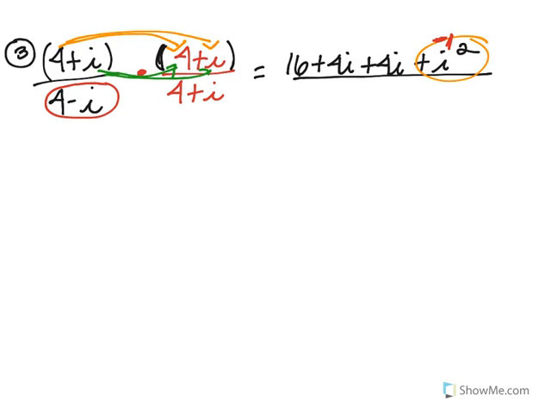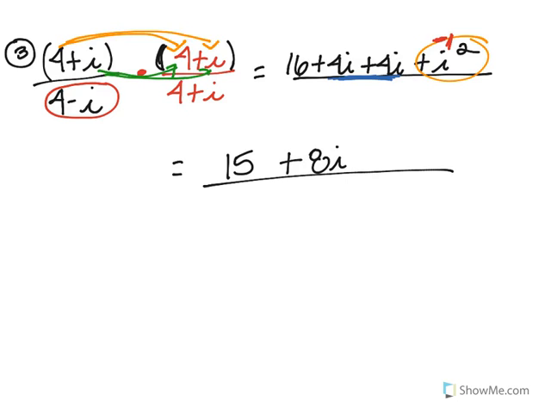So I want to continue and clean up my top. So go ahead and combine like terms. 16 minus 1 would give us 15. They're both whole numbers. And then our i numbers would be the 4i plus 4i, which would give us 8i. So that's your top. Now let's get the bottom.